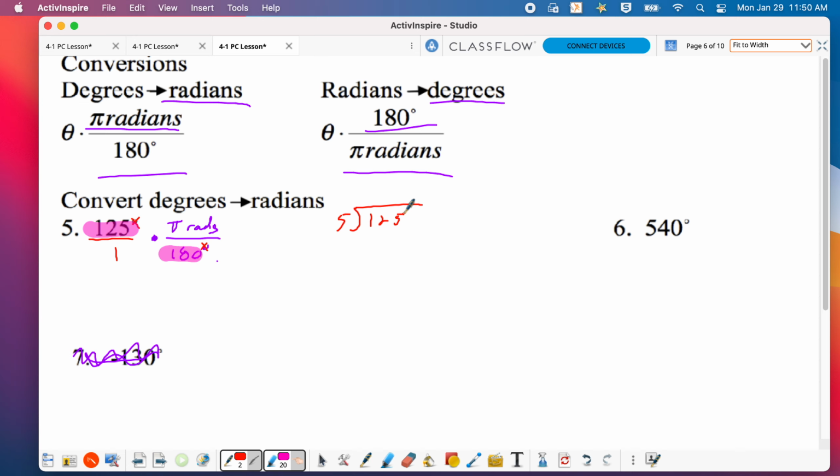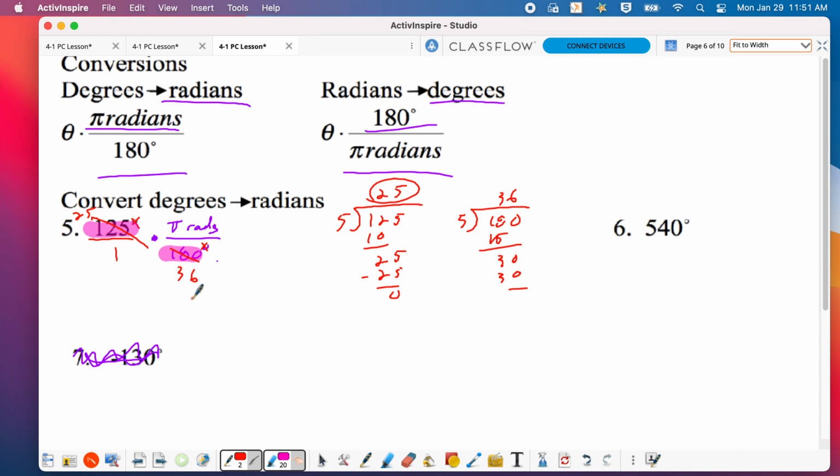Doing my elementary school division, 5 goes into 12 twice. Multiply and get 10 and subtract, I get 2, bring down the 5, 25, 5 goes into 25 five times, I get my remainder of 0, so I'm good. So when I take the 5 out of the top, I get 25. If I take a 5 out of 180, 315, subtract 306, 30.